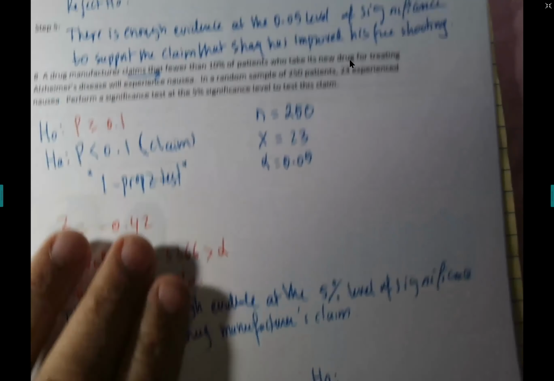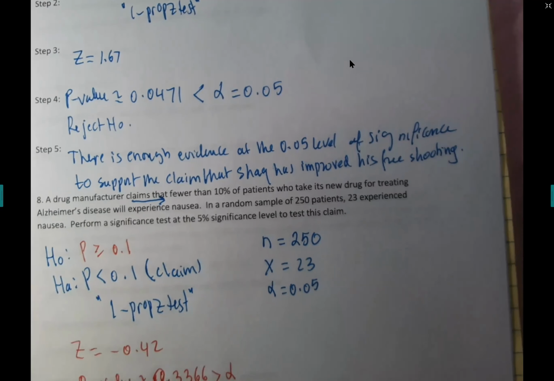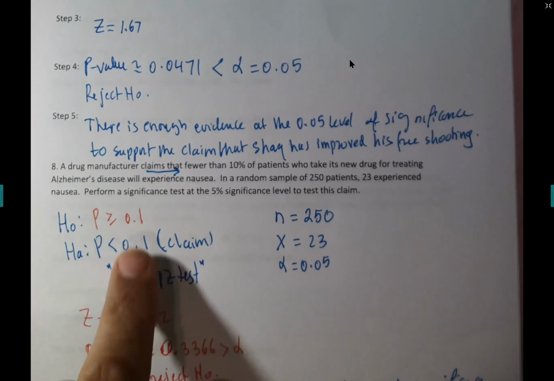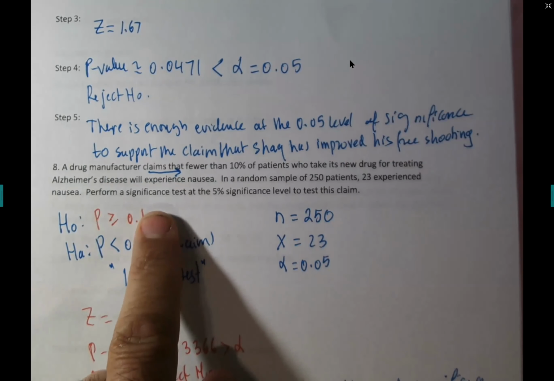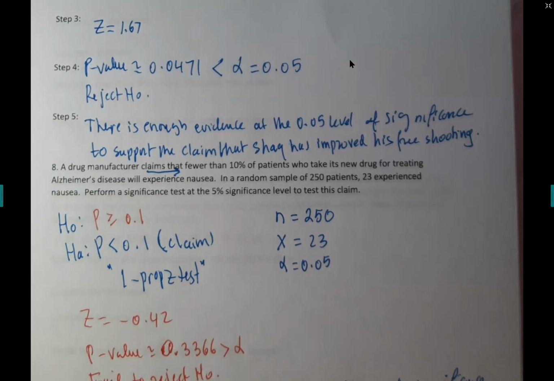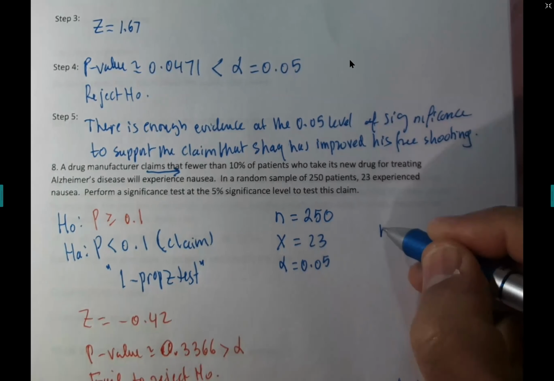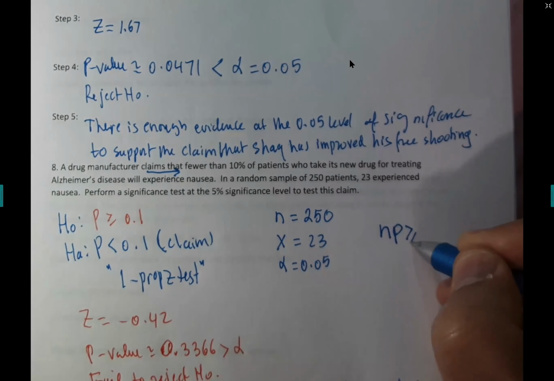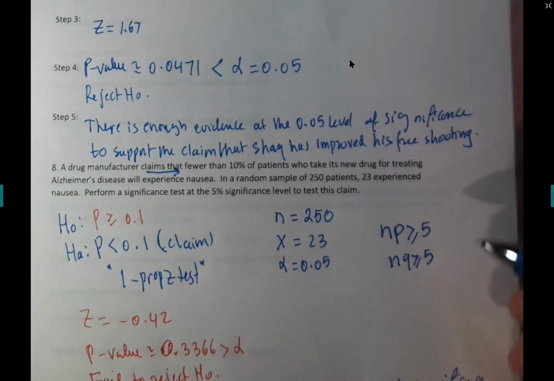Now, one thing I would like to bring to your attention: you might see this in the homework online. We're asking you to perform the test. There are probably one or two problems in the homework online that ask you to check if the conditions of the test are met in order to perform the test. In order to perform a 1 proportion Z test, there are 2 conditions that must be met. The first one is n times p must be bigger than or equal to 5. And n times q must also be bigger than or equal to 5. Let me show you how to verify that.